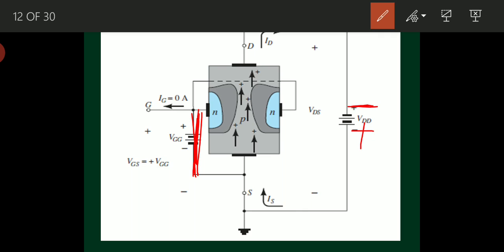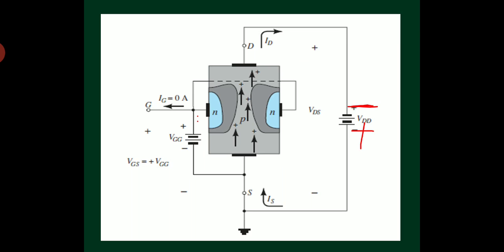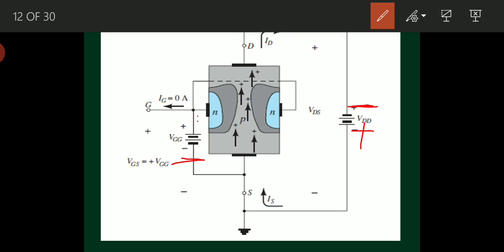Case 2 is when VGS is greater than 0, which means I am applying some positive voltage here, like this, which you are now seeing on the screen. And the third condition is VGS less than 0. Less than 0 means this terminal becomes negative and this terminal becomes positive. So we have to talk about these three conditions in order to get an idea about the p-channel JFET.